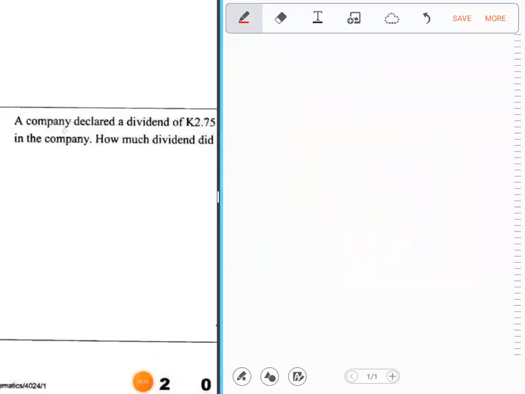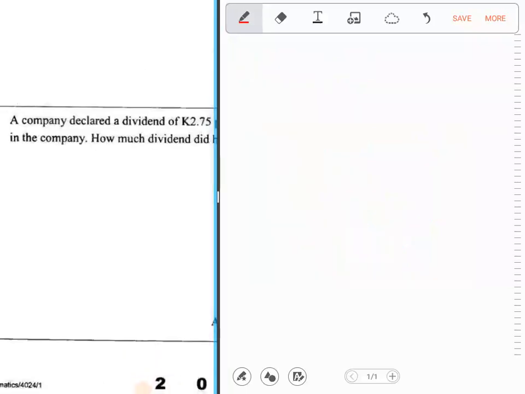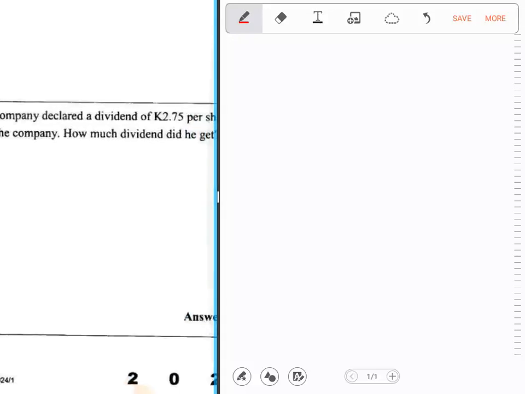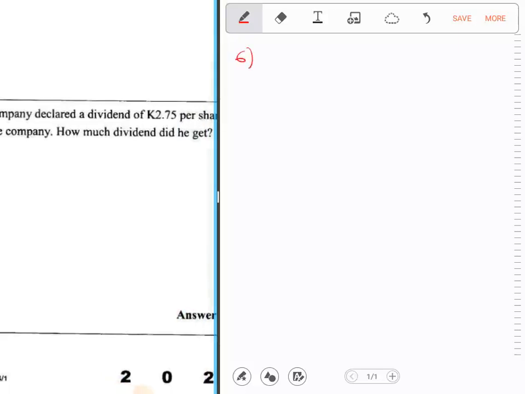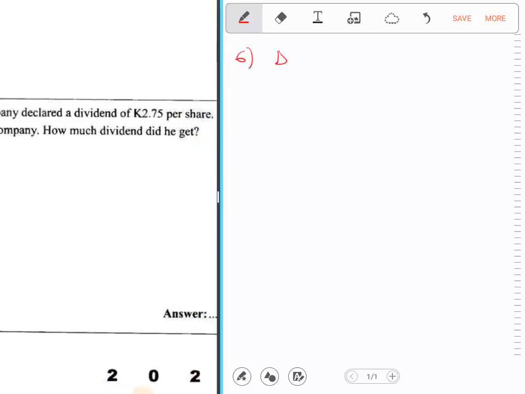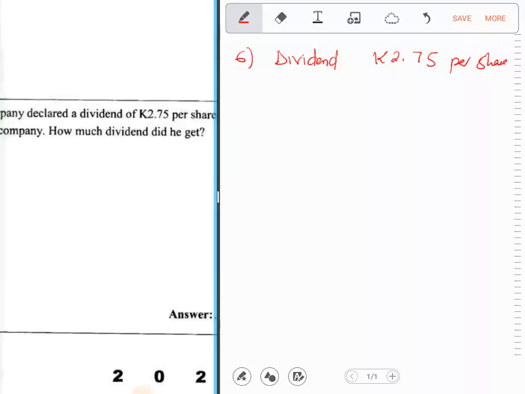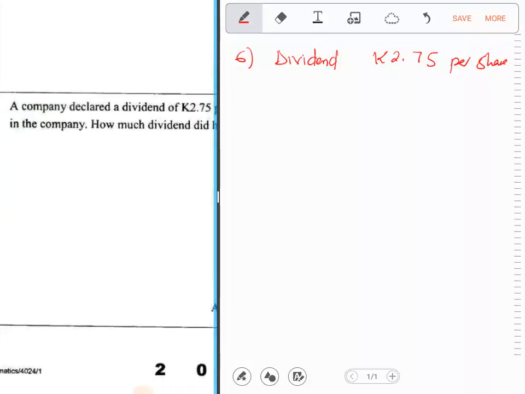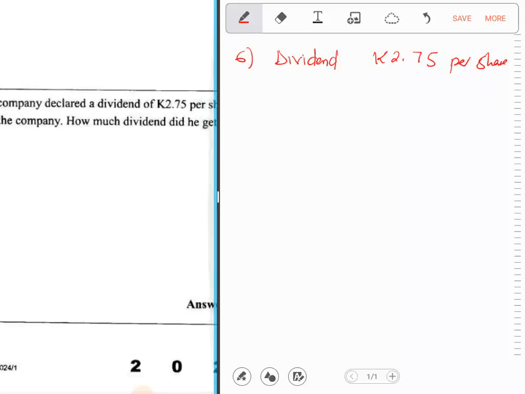The other question says a company declared a dividend of, so we are talking about a dividend, question 6, of 2 kwacha and 75 ngwe per share. Alright, then they are saying, just a minute, in the company, let's just scroll a bit this side.